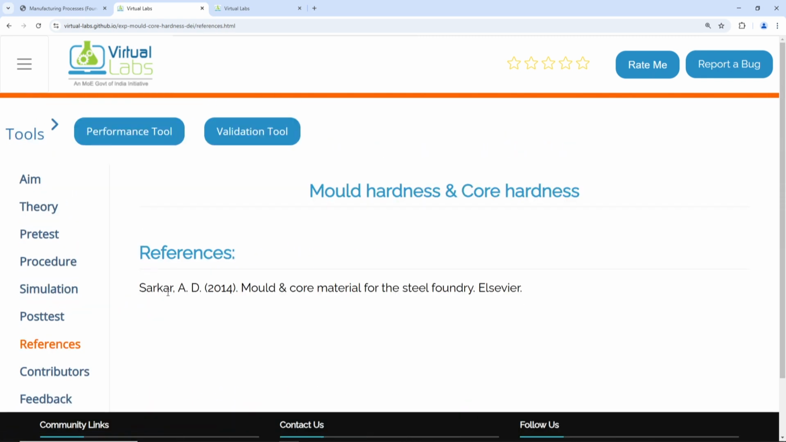References: use the Sarkar book to design the hardness testing experiment. With this, I am closing my lectures on casting processes. We will meet next week and discuss the forming processes. Thank you.